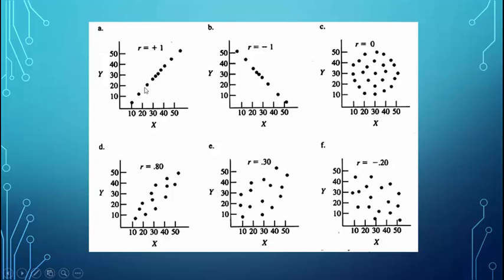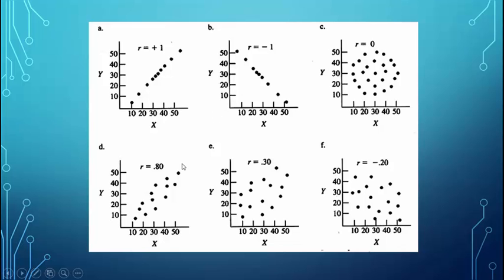So here's the positive one, right? R equals positive 1. This is a perfect positive correlation. The dots are all on this line and there's no variation. Here's a perfect negative correlation. The dots are all on this downward sloping line, and there's no variation. Here's our correlation coefficient of 0, meaning there's no relationship here.